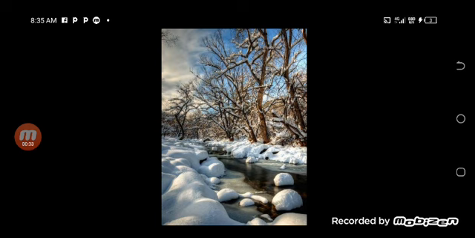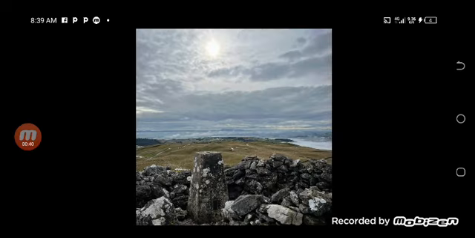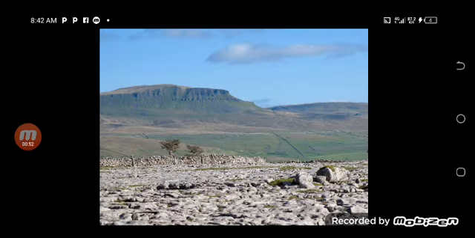Let's see how that looks. Look at that. Different boulders being deposited by the glacier. So yeah, that is it.